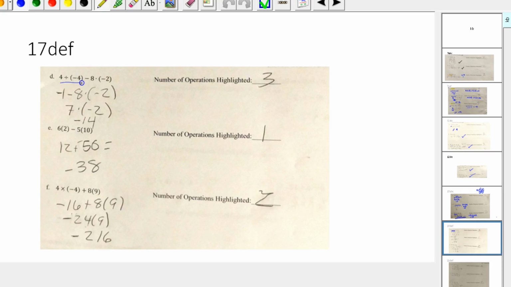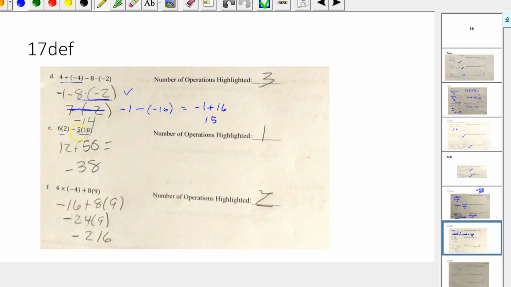Okay, left to right. First we have division. So it's negative 1 minus 8 times negative 2. This is good. Here you need to do the multiplication, not the subtraction first. So we have negative 1 minus 8 times negative 2 is negative 16. And then minus negative 16, let's change that to plus positive 16, which will give us 15.